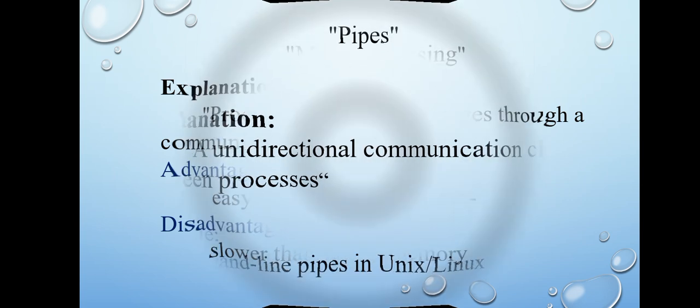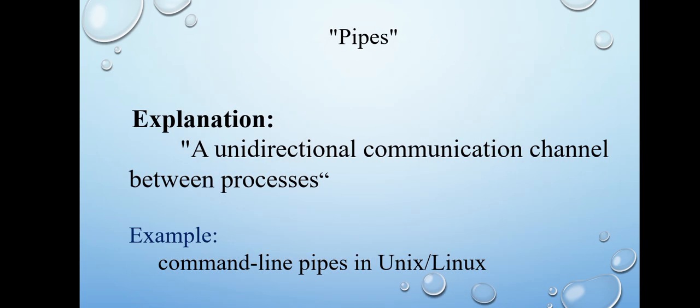Next, pipes. Pipes are used for unidirectional communication between related processes. An example is a Linux command which passes the output of one command to grep. The types of pipes are named pipe and unnamed pipe. A named pipe is used for communication between unrelated processes. An unnamed pipe is used for communication between parent-child processes.